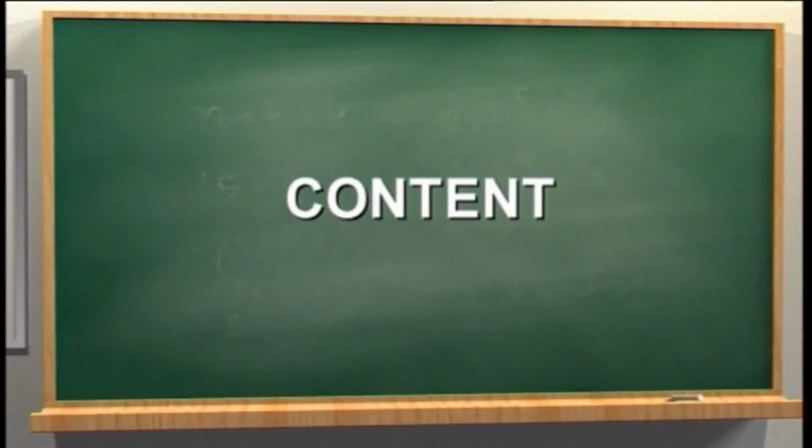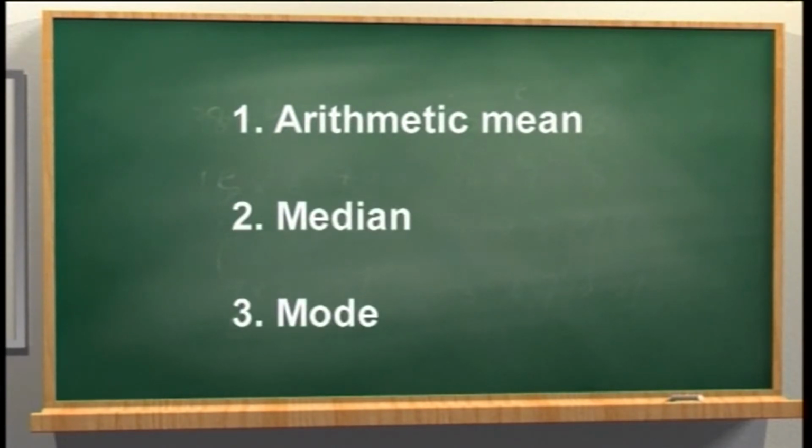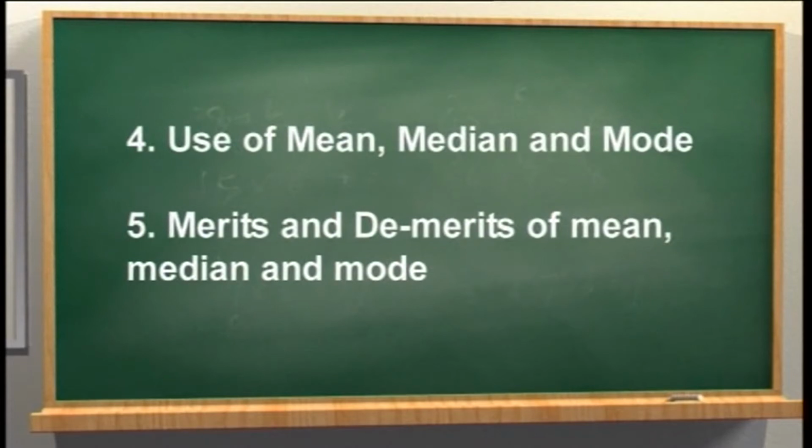The major objective of the measures of central tendency, or averages, is to reduce the huge mass of data into single figures. The contents of the measures of central tendency are the arithmetic mean, median, mode, use of mean, median and mode, and merits and demerits of mean, median and mode.